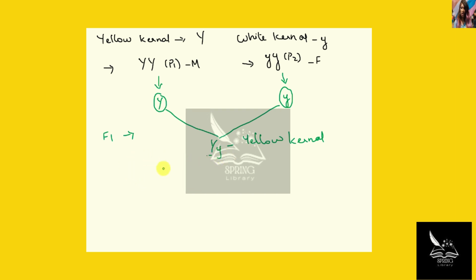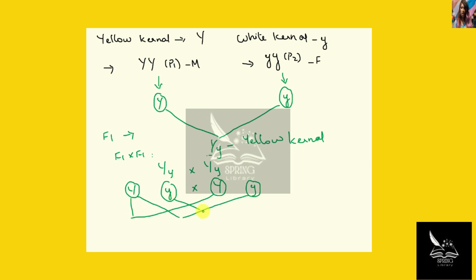When this F1 is selfed, which means F1 into F1, we get capital Y small y crossed with capital Y small y. So each parent will be producing two types of gametes, capital Y and small y, by each of the parents. When we are crossing them, we get four types of progenies, among which one will be having capital Y as the genotype.